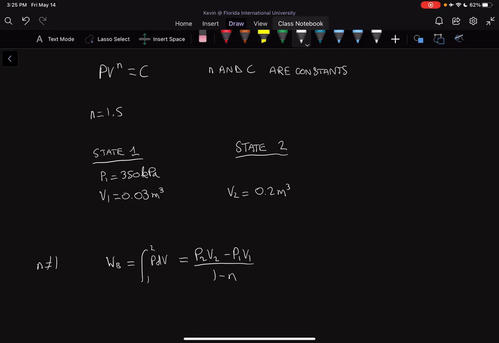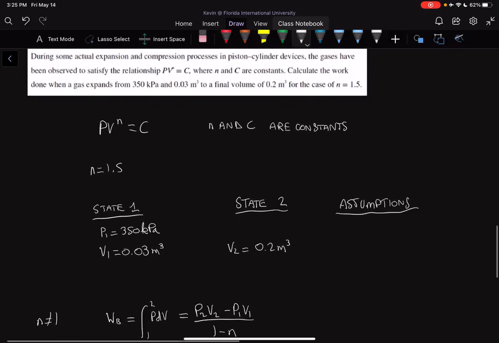So some of the assumptions that we're going to make in this problem, just as in the previous one. So in this problem, we're not told that we have a polytropic process, right? We're just told that it follows a relationship PV to the N equals C. We should be able to recognize that this is a polytropic process.